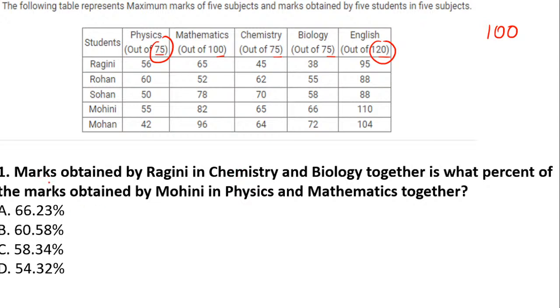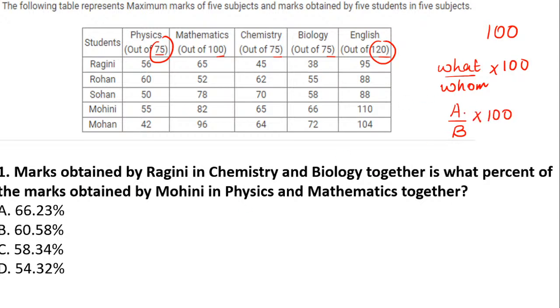The question is asking: marks obtained by Ragini in chemistry and biology together is what percentage of marks obtained by Mohini in physics and mathematics together. Again, what concept are they using? They are simply asking you to find out percentage. How do we find out percentage, students? Simply, what we are comparing, with whom we are comparing, into 100. Nothing rocket science, very simple. What we are comparing, we'll assume A, whom we are comparing with, B, into 100.